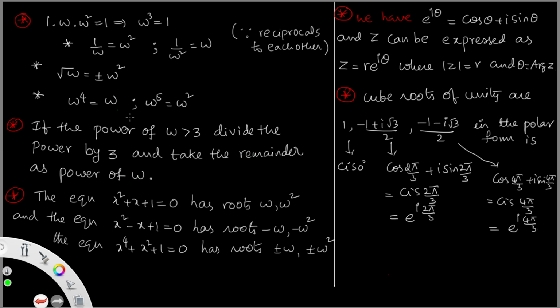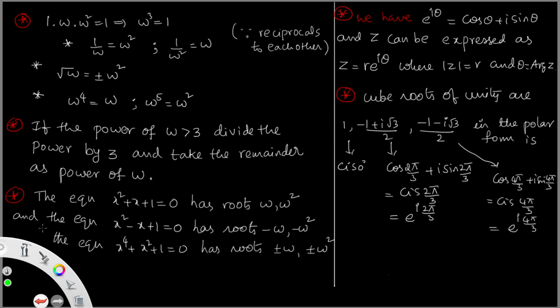For omega power 5 or any number, you can divide the power by 3, and you get the remainder as the power of omega. And the equation x square plus x plus 1 equal to 0 has the roots omega and omega square. Why? Because substituting x equal to omega, 1 plus omega plus omega square equals 0, so it is satisfied. Similarly for omega square, omega power 4 is nothing but omega, so omega square plus omega plus 1 equals 0. That is also satisfied, so the equation has the roots omega and omega square.